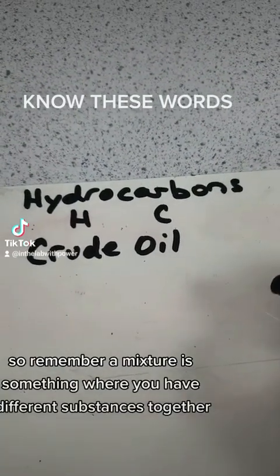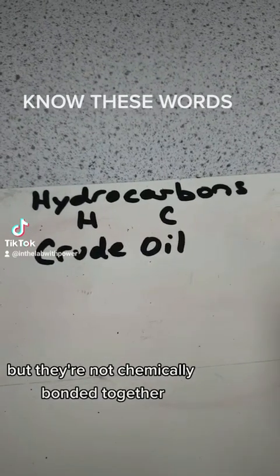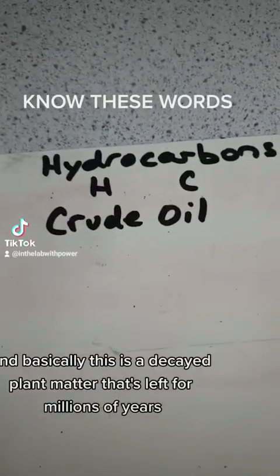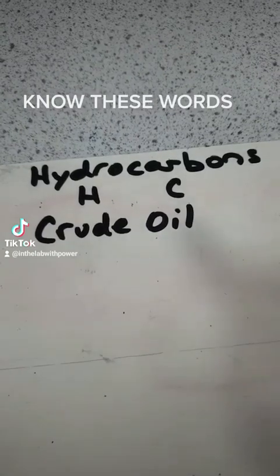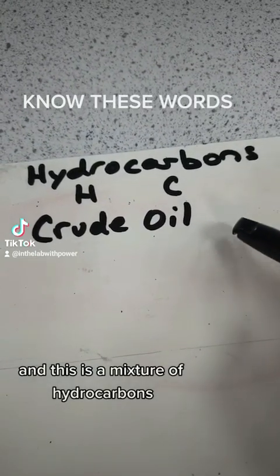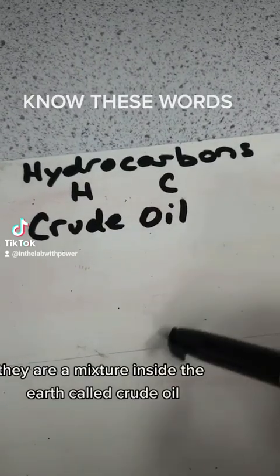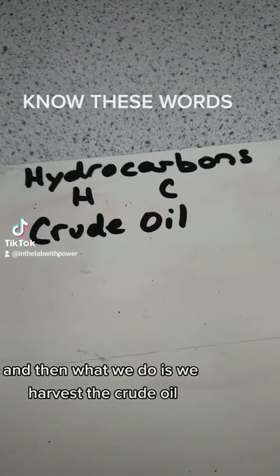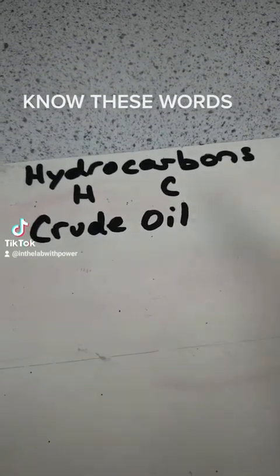So remember, a mixture is something where you have different substances together, but they're not chemically bonded together. So crude oil is in the earth, and basically this is decayed plant matter that's left for millions of years. And this is a mixture of hydrocarbons. So all the different hydrocarbons that you need to know are a mixture inside the earth called crude oil. And then what we do is we harvest the crude oil, we separate it using fractional distillation, which we will cover in a different video.